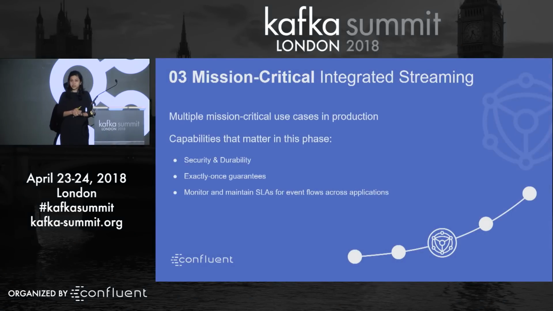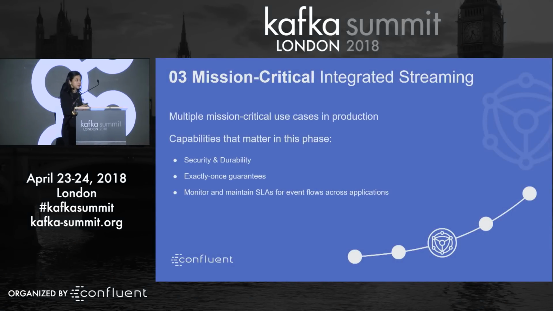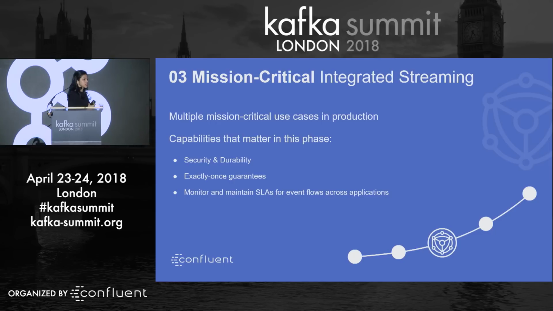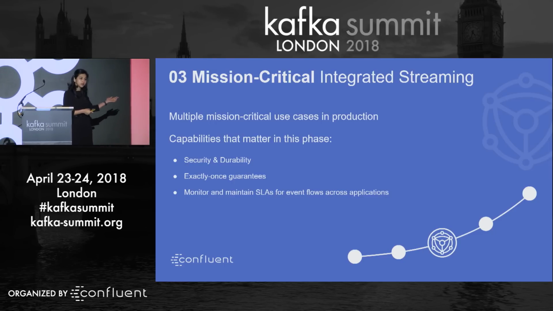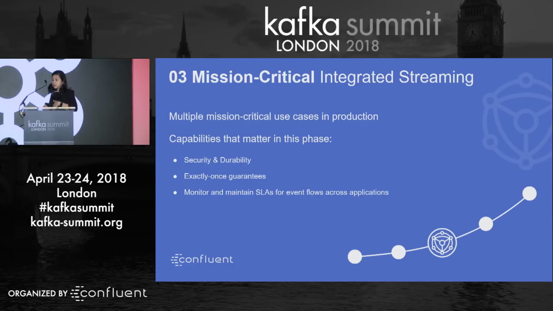So as you put more and more applications into production, you move to a stage called mission-critical streaming, right? And the capabilities of a streaming platform that really matter in this stage are security and durability, exactly-once guarantees, the ability to never lose a message, even the ability to monitor event streams across applications and be able to express a data completeness SLA, and be able to alert on it.